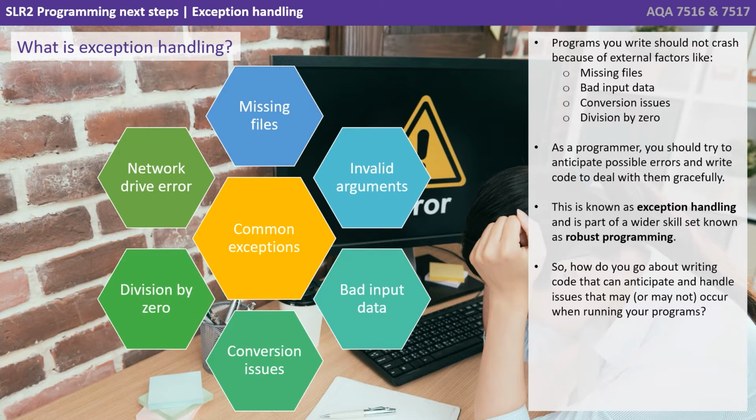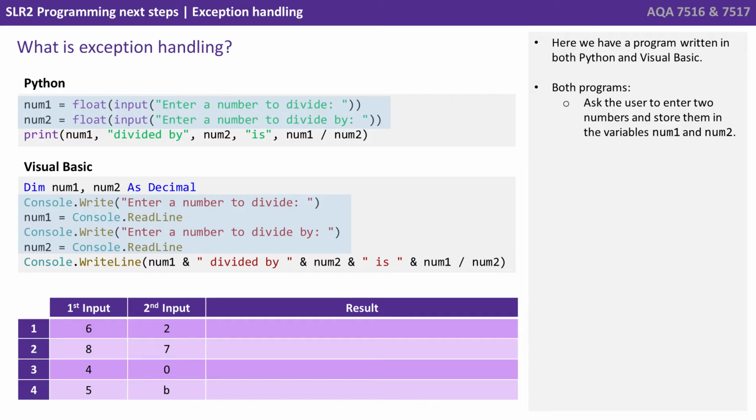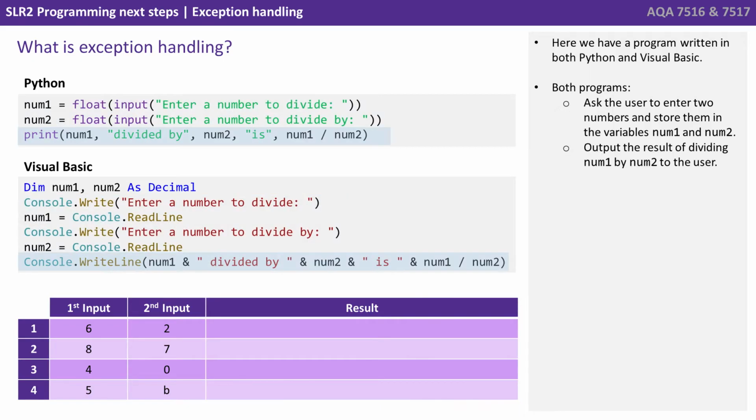So how do you go about writing code that can anticipate and handle issues that may or may not occur when running your programs? Here we have a program written in both Python and Visual Basic. Both programs ask the user to enter two numbers and store them in the variables num1 and num2, then output the result of dividing num1 by num2 to the user.